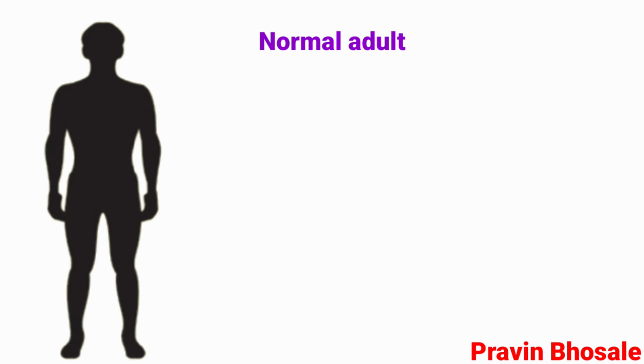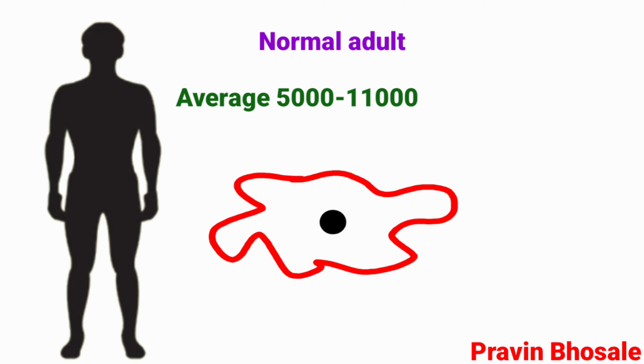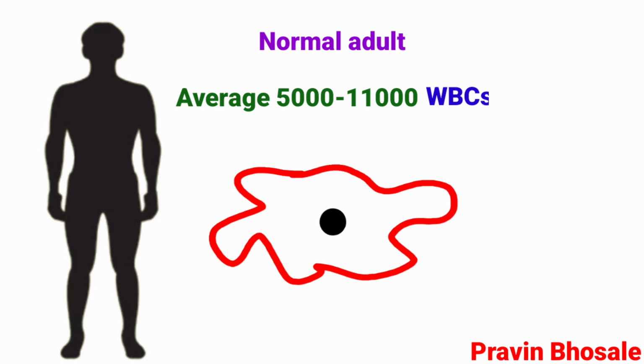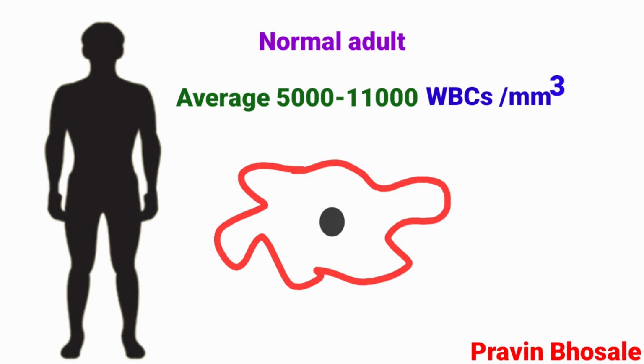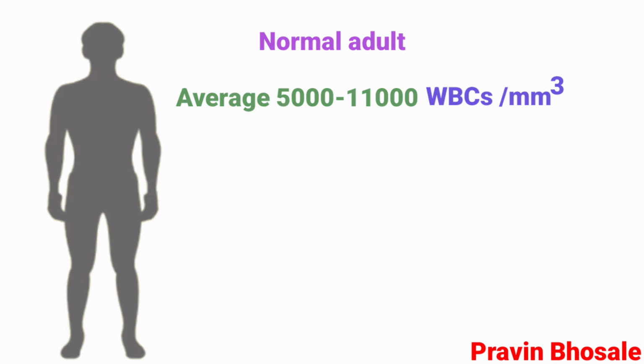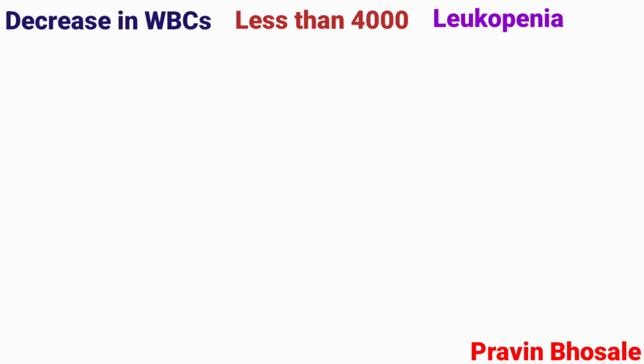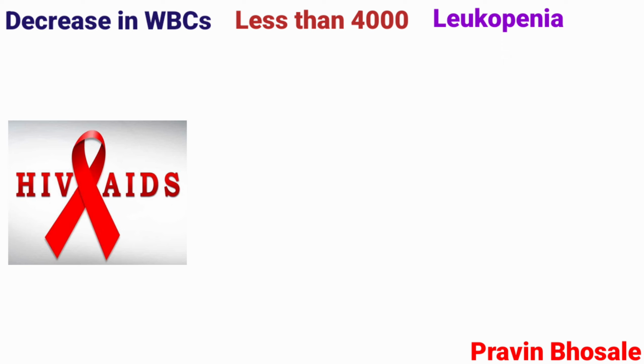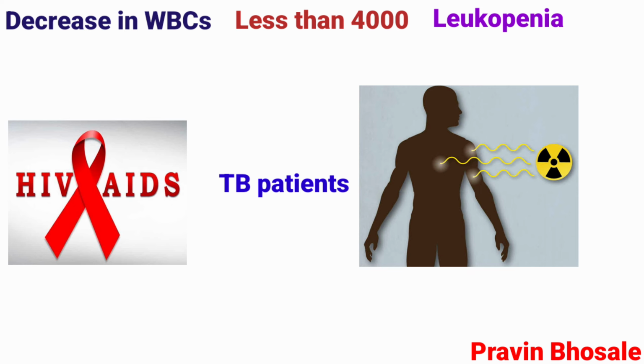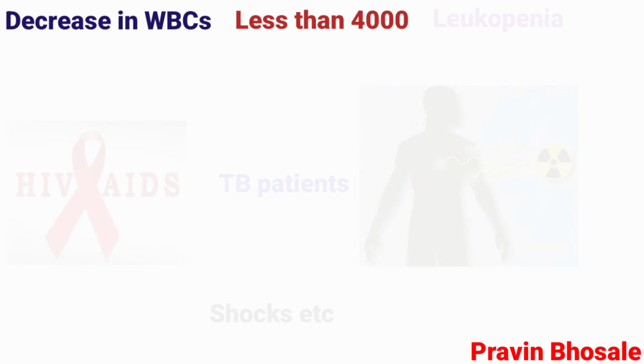A normal adult has an average 5,000 to 11,000 WBCs per millimeter cube of blood. Decrease in WBCs, that is less than 4,000, is called leukopenia. So leukopenia means decrease in WBCs less than 4,000. It is common in HIV, AIDS and TB patients or those exposed to radiations, shocks, etc.